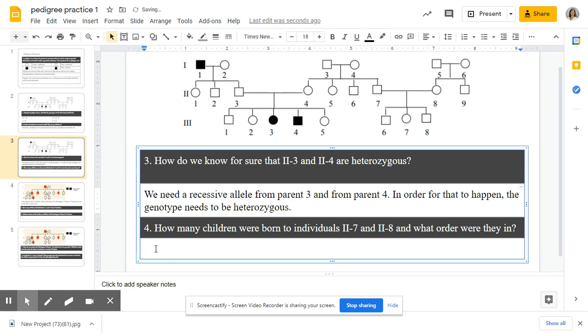And then our final question on this part: how many children were born to individuals 2, 7, and 2, 8, and what order were they in? So let's find generation 2, person 7, and person 8. You're going to see that they're connected by this line here, and they have 1, 2, 3 children. So they had 3 children, and their order is male, female, male. And I know this because we put them in birth order from left to right.